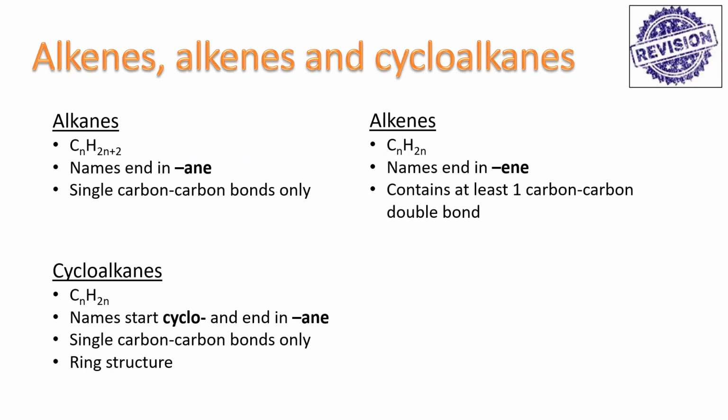So let's just remind ourselves of what we learned over the last couple of weeks. Alkanes have a general formula of CnH2n+2. Their names end in ane, and this tells us they've got single carbon-to-carbon bonds only. Alkenes have a general formula of CnH2n. Their names end in ene, and this tells us they contain at least one carbon-to-carbon double bond. And cycloalkanes have a general formula of CnH2n. Their names start with cyclo and end in ane, so this tells us that they've got single carbon-to-carbon bonds only, and they're formed in a ring structure.